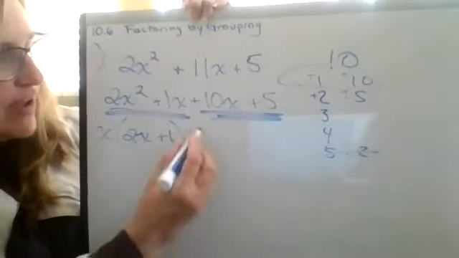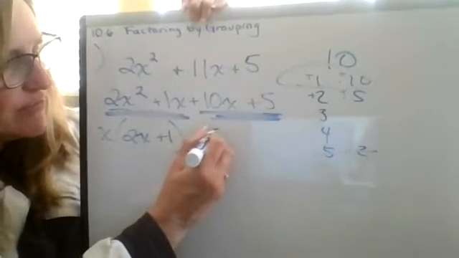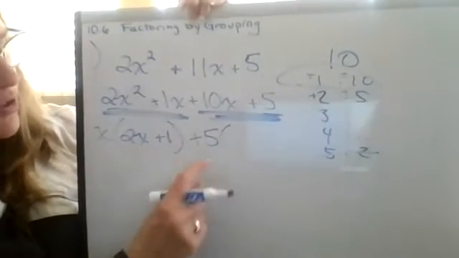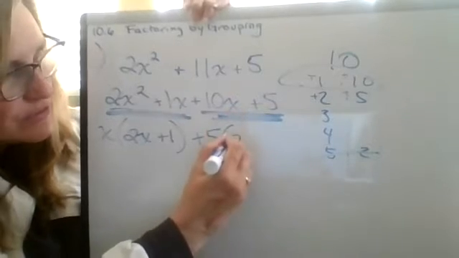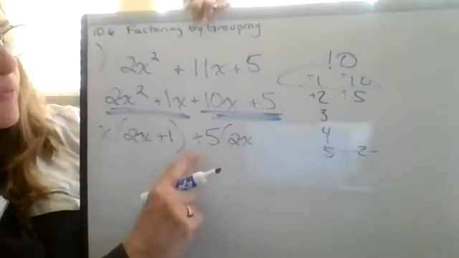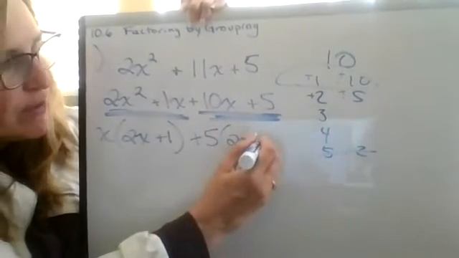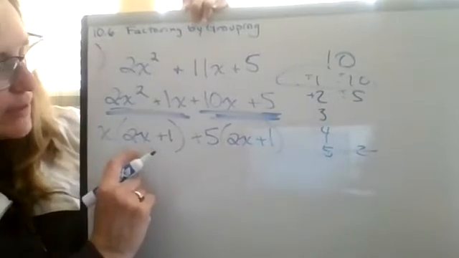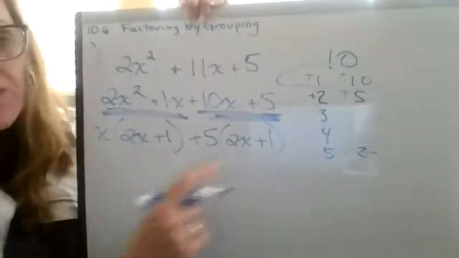Of course, I can pull a 5 out of those. And I'm going to pull out a 5 and watch what I'm left with. What times 5 gets me 10x? It's going to be 2x. There it is. And what times 5 gets me positive 5? A positive 1. And there it is. I've got a match. I've got 2x plus 1 here and 2x plus 1 here.